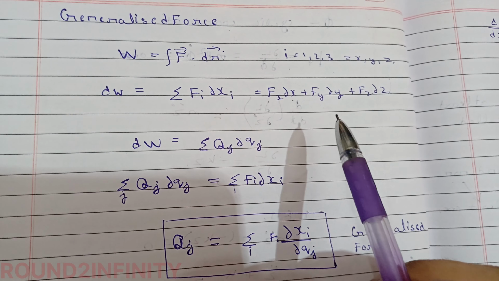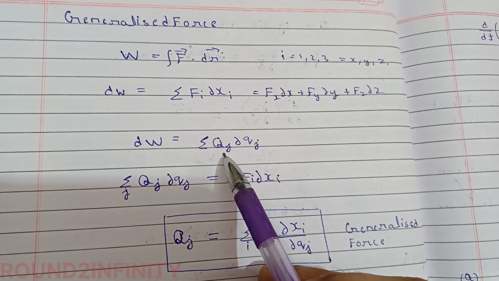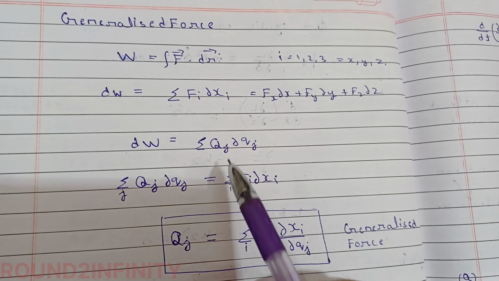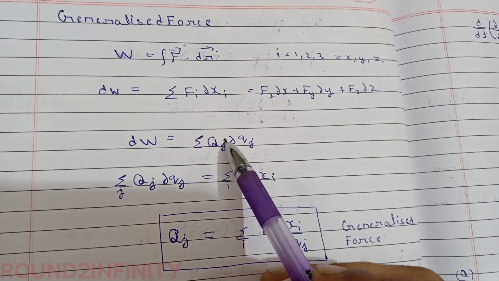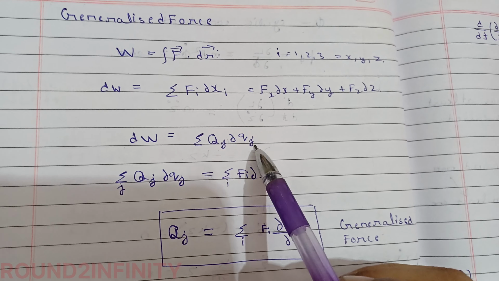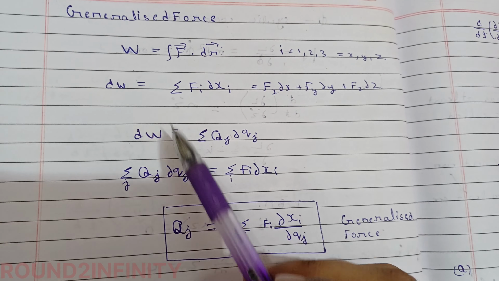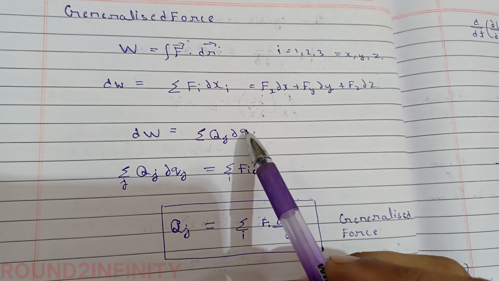But if we find this same expression for the generalized coordinates, it will be Qj del qj, and this Qj is your generalized force. So we need to find the expression for this. This will be your work done in the generalized coordinate system, or the Lagrangian coordinate system. Now this work done and that work done will remain the same, so we'll equate these two.